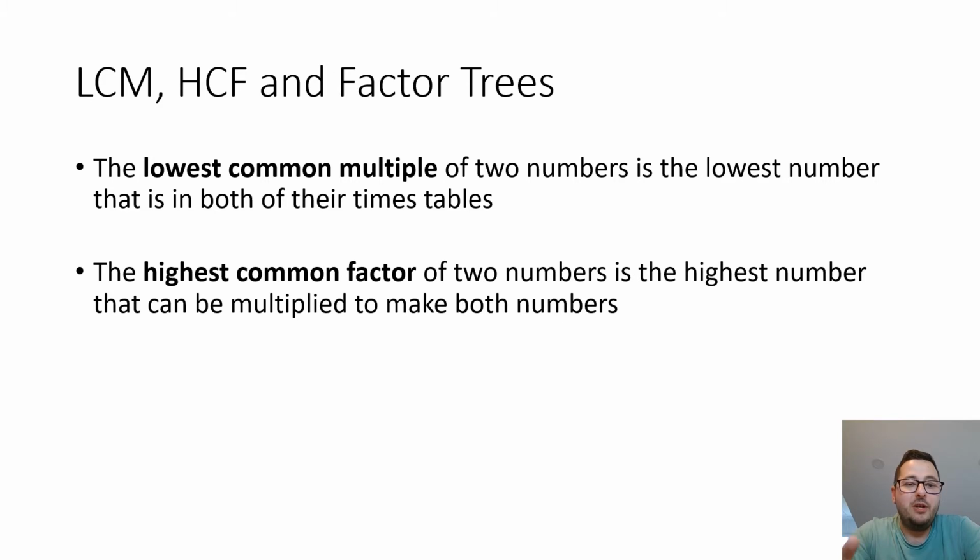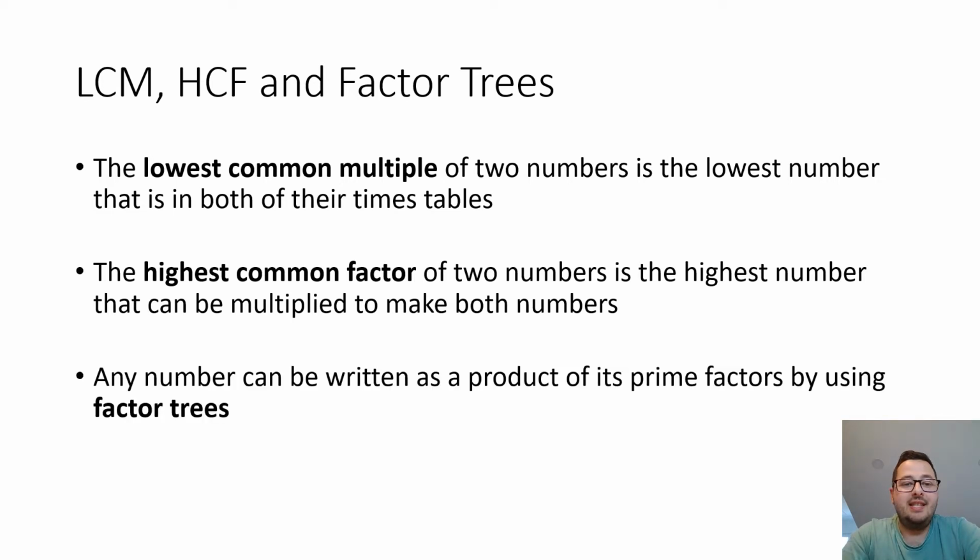There is also a video on the highest common factor, which is, if you get two numbers, the highest number that can be multiplied to make both numbers. And the other video that you'll need for this is that any number can be written as a product of its prime factors by using factor trees. What we're going to do today is bring all those things together to use a different method to find the highest common factor and the lowest common multiple.